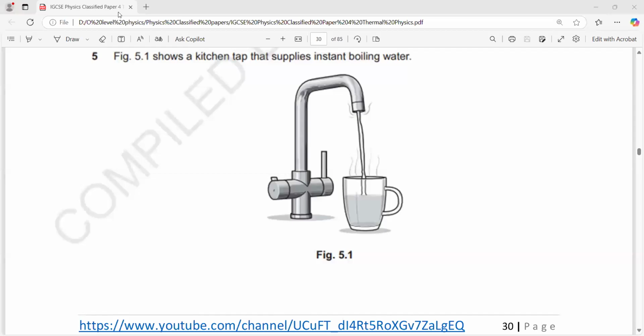This is classified paper 4, the thermal physics question. Figure 5.1 shows a kitchen tap. This is page number 30.